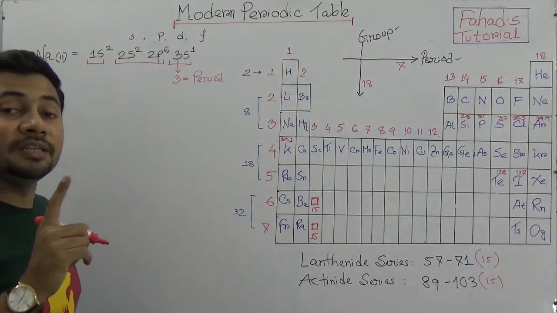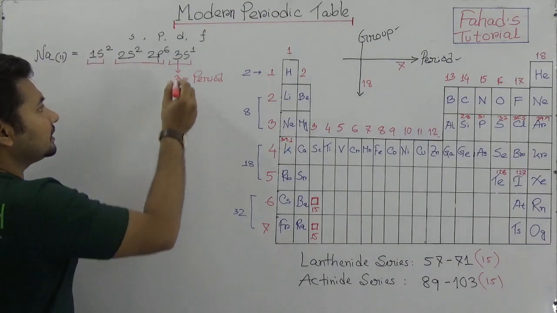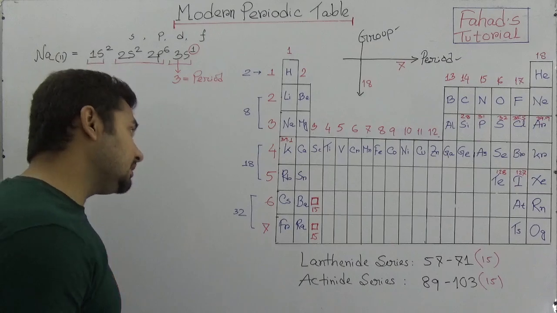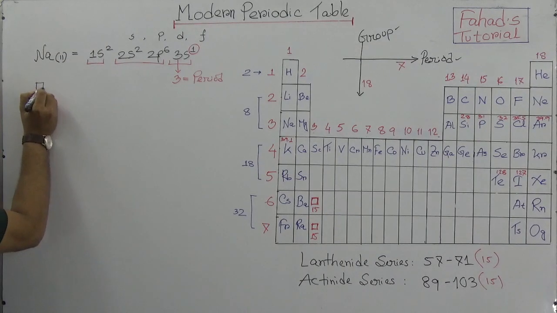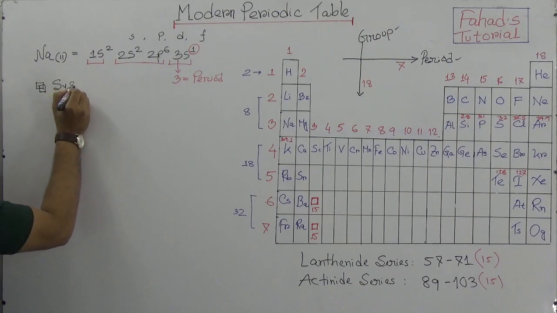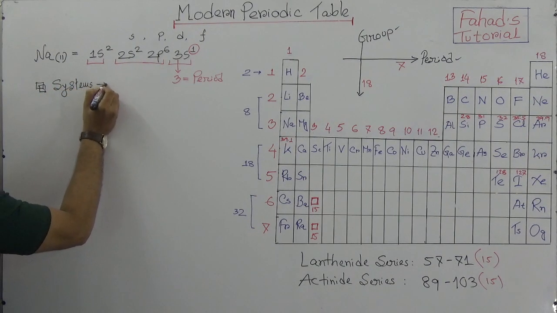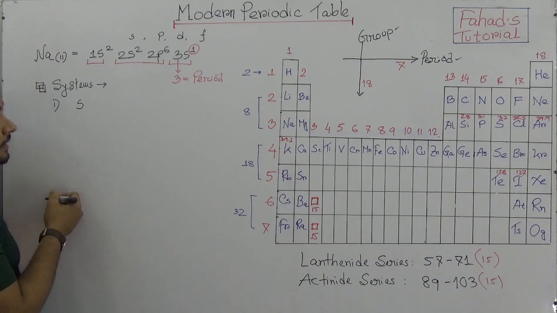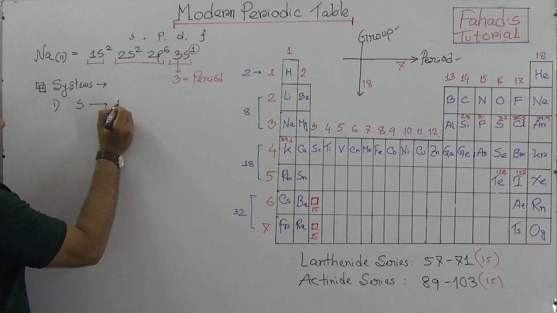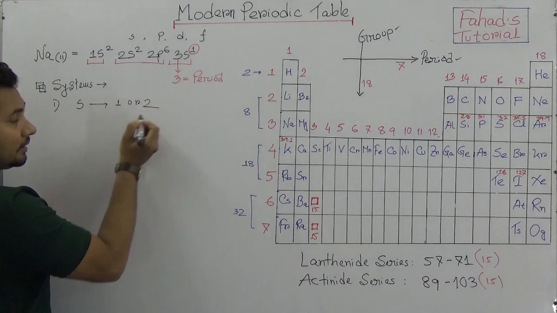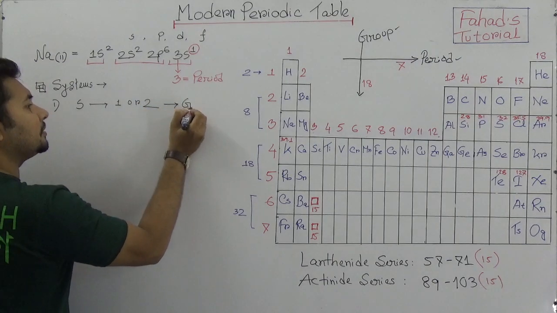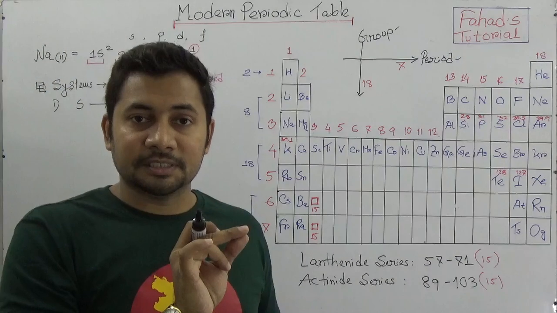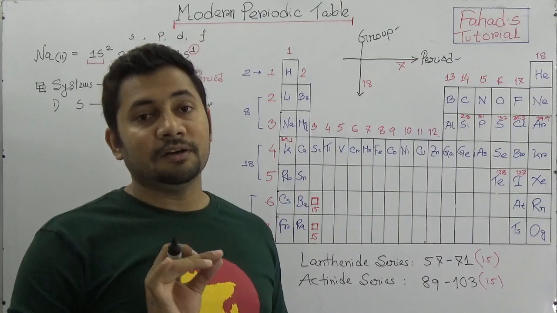Now we need to determine the group number. Here in the s orbital there is only 1 electron, and we need to know there are some systems to determine the group number. Number 1: if you see in the s orbital, the number of electrons would be 1 or 2, and this is actually the group number. So the number of electrons in the s orbital is directly the group number of that element.